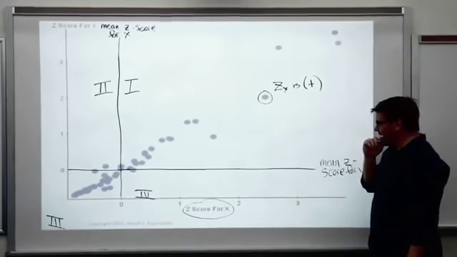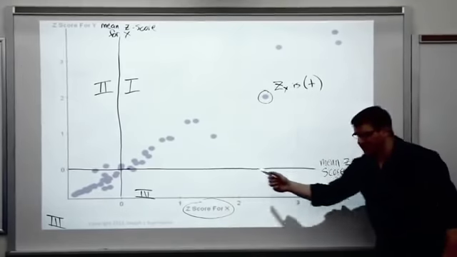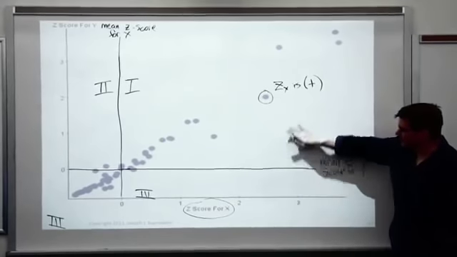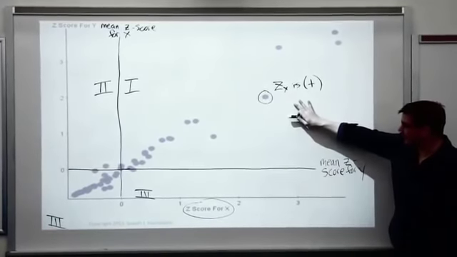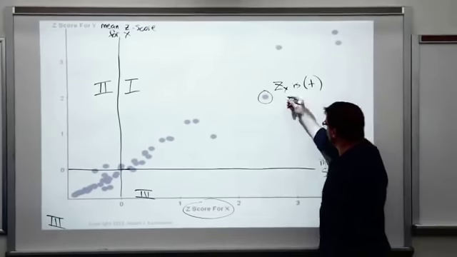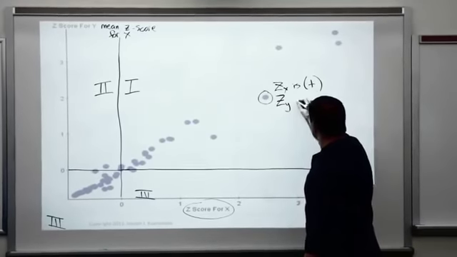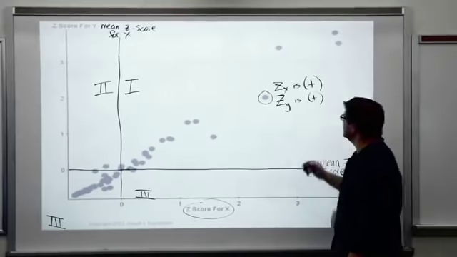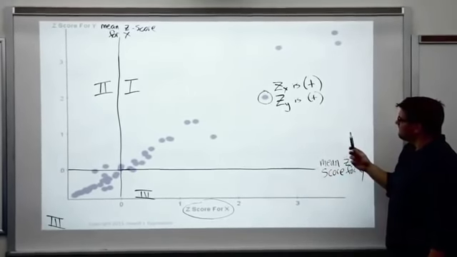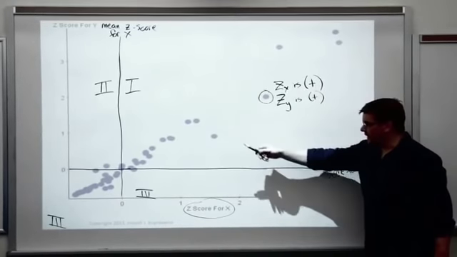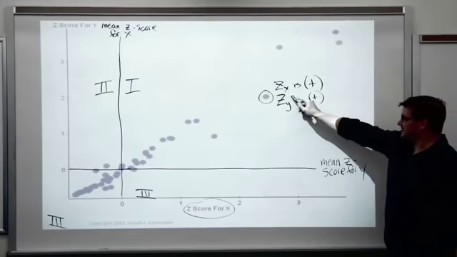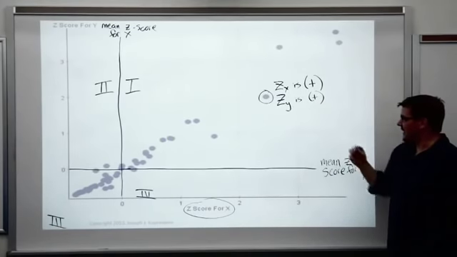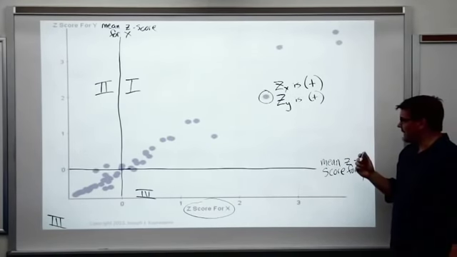What's the z-score for y? Well, here's the mean for y. It's at 0. And I'm above average. I'm above that line 0. So the z-score for y is also positive. All those points up in quadrant 1 will have positive z-scores for x and positive z-scores for y.